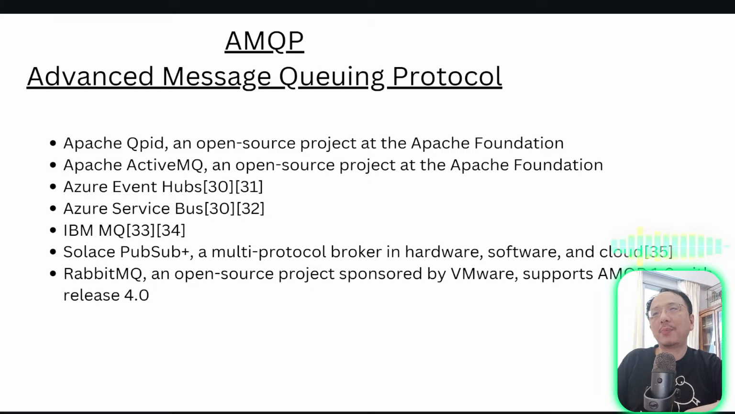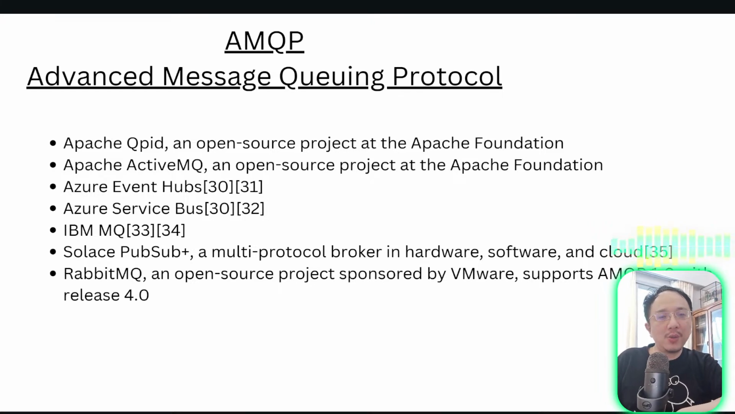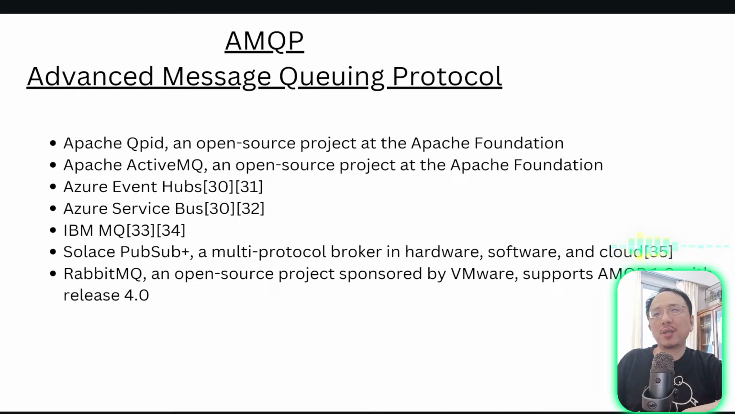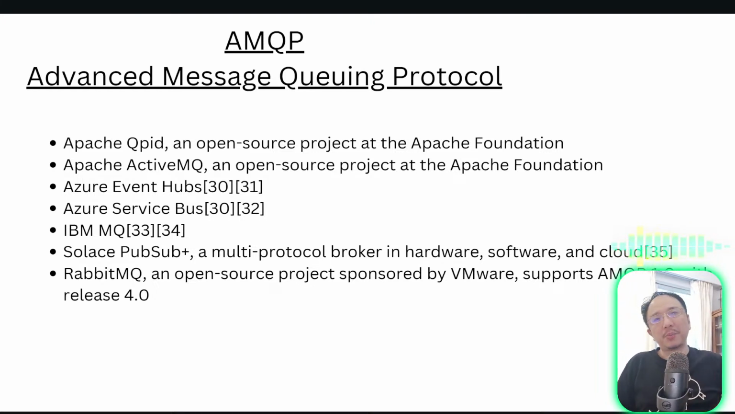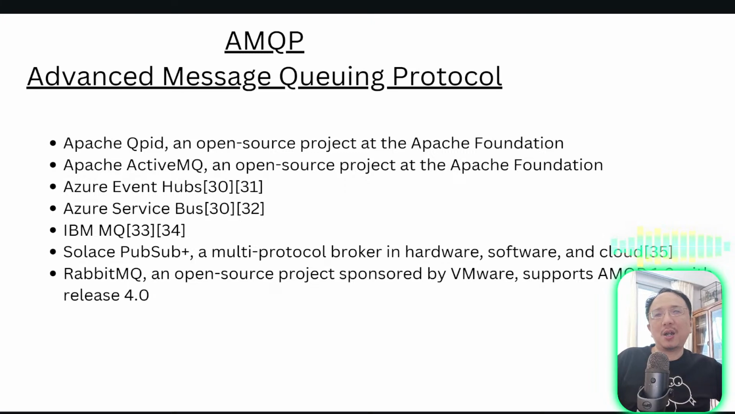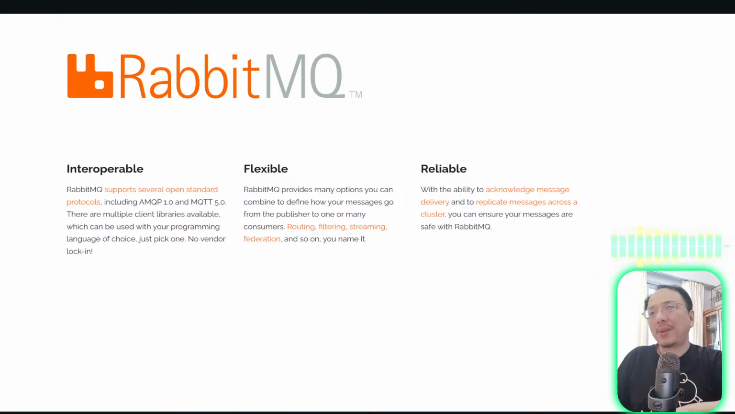You can see Apache ActiveMQ. I have used it before, and also Azure Service Bus, and RabbitMQ, which is a very popular open source implementation of AMQP. Sometimes you can mix and match RabbitMQ and Apache Qpid in some scenarios. I'm focusing more on RabbitMQ because I use it more. I have very little experience with all the other things, but I know about RabbitMQ.